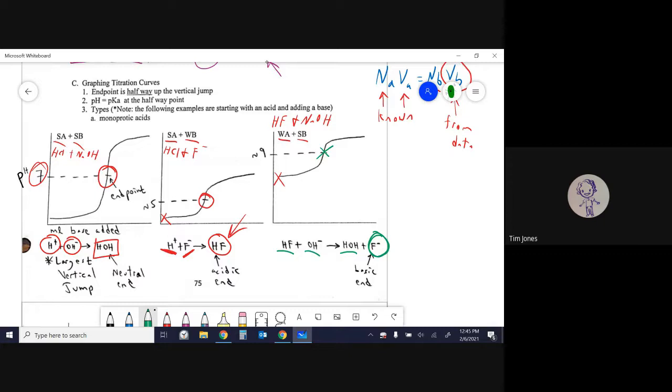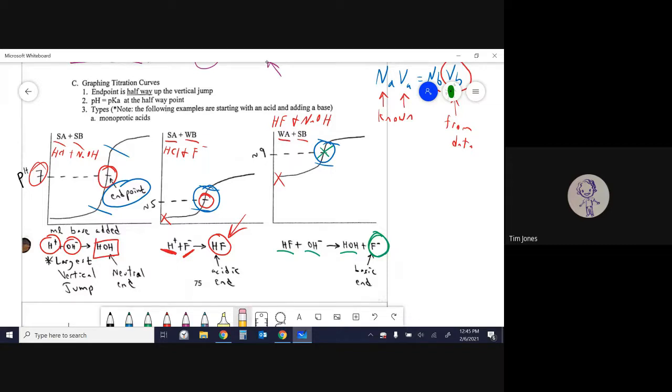Another thing to notice here is how big this jump is, the vertical jump. The endpoint here and here and here is halfway up the jump, and I'll get more into that in a minute. And the jump is typically really big. So let's say here to here for a strong acid, strong base, but it's smaller when you have one weak species. And we're going to look at that in detail a little bit later on.